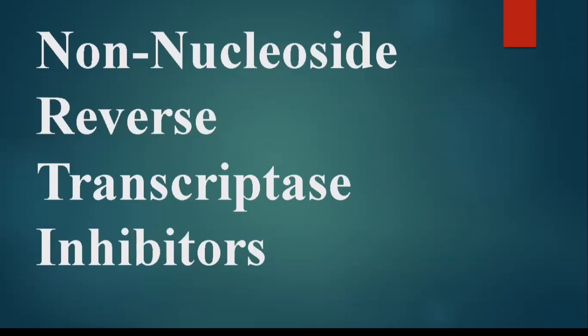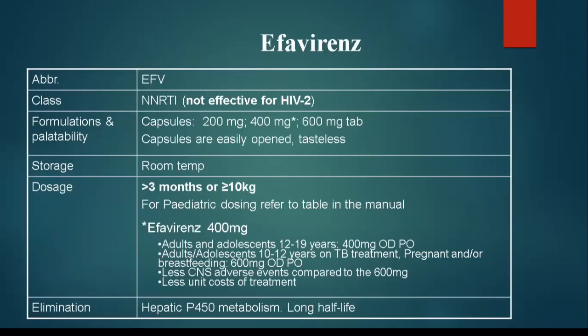So look at another drug group, which is the non-nucleoside reverse transcriptase inhibitors, the NNRTIs. So the first drug that we're going to look at is efavirenz, which is abbreviated as EFV. So this drug is not effective in HIV type 2. It is not effective in HIV type 2.